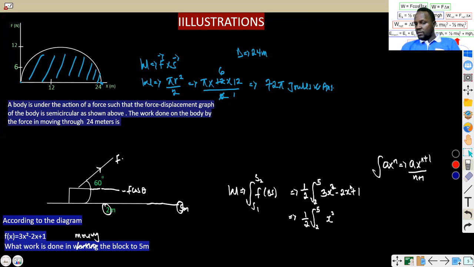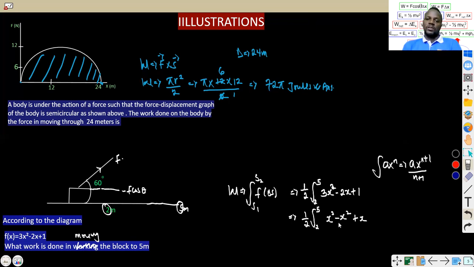This one also, the power is 1. 1 plus 1 is 2. The 2 over 2 we cancel. That is x squared. And whenever you integrate a constant like this, it will give you something like x, because this one is having x to the power 0, plus 1 over that. So this one will give you plus x. When you integrate a constant, it's going to be a variable. So now we are taking the limit from 5 to 2.